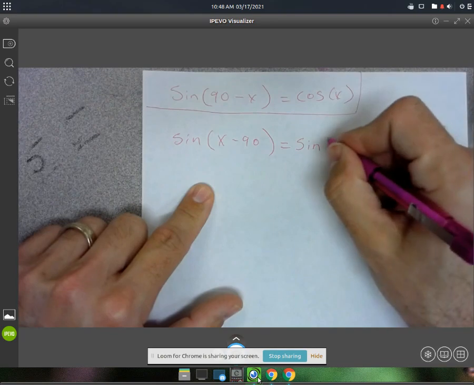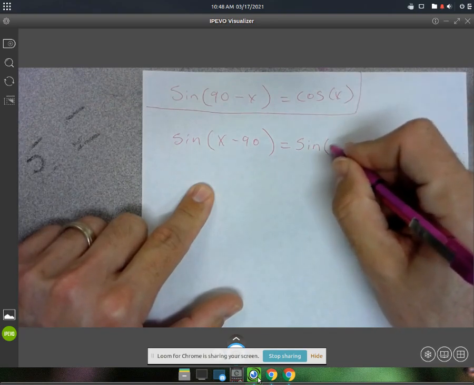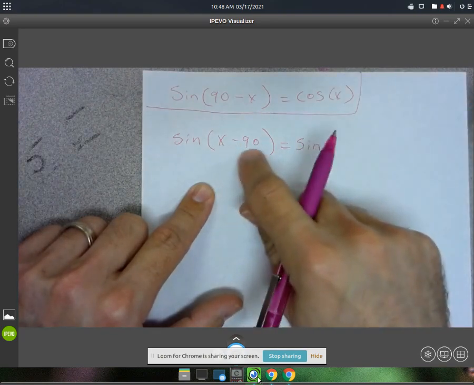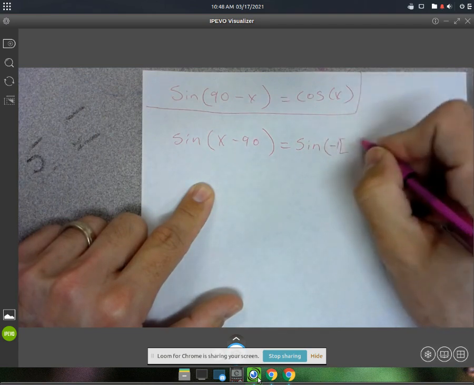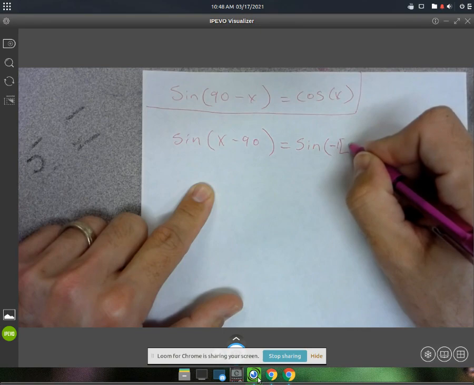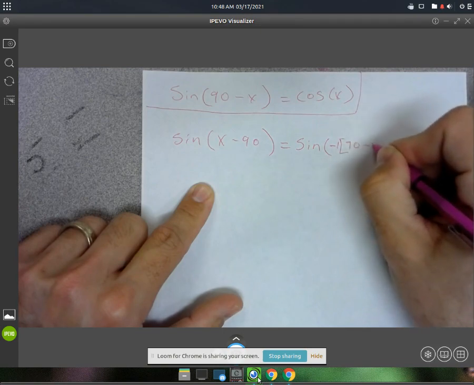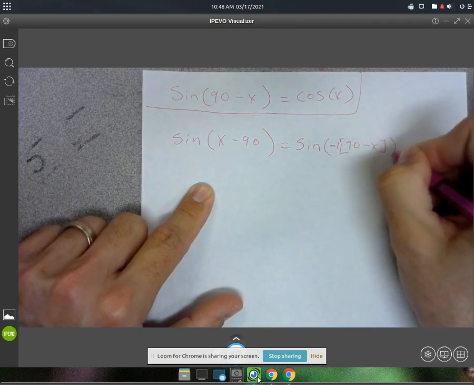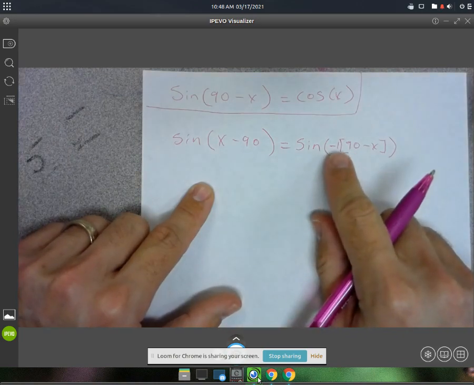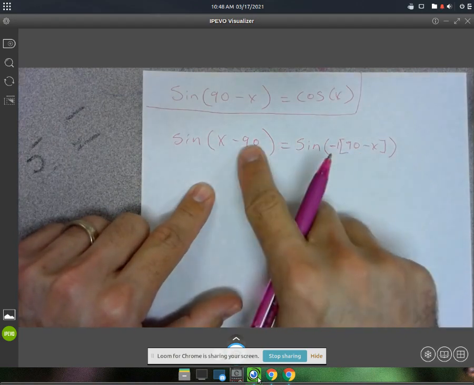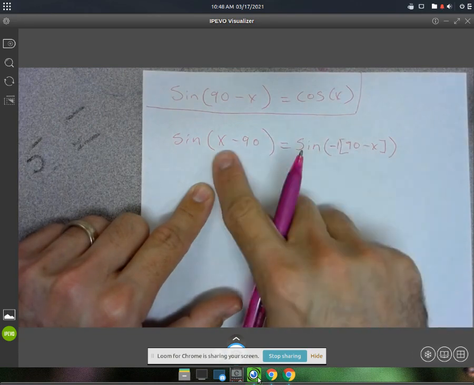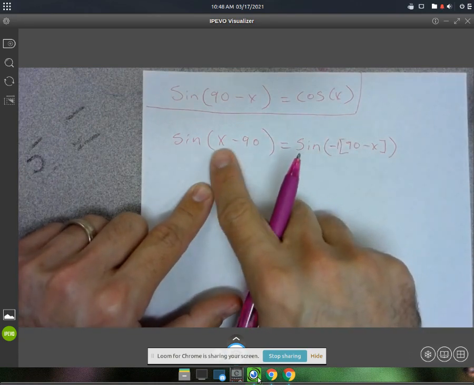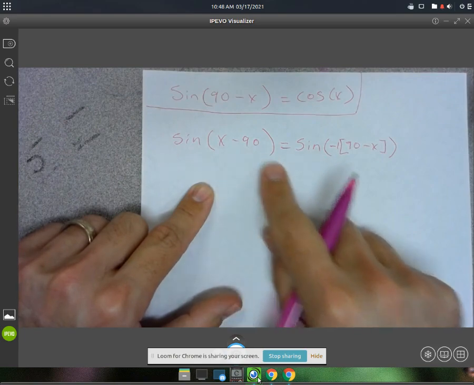That's going to be equal to sine of, what I'm going to do is take a negative away from both of these. So negative 1, and this is going to make this 90 minus x. Okay, hopefully you can see this. Negative 1 times 90 gives me negative 90. Negative 1 times negative x gives me positive x. So I factored out a negative 1 from the inside.